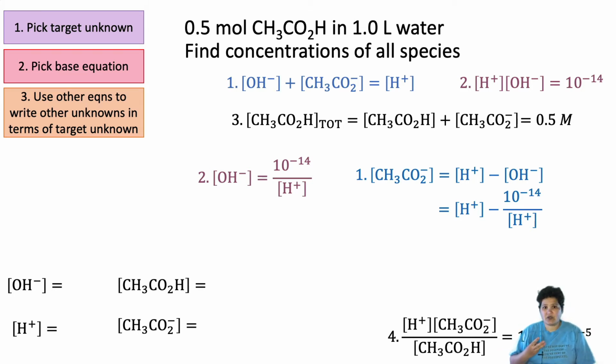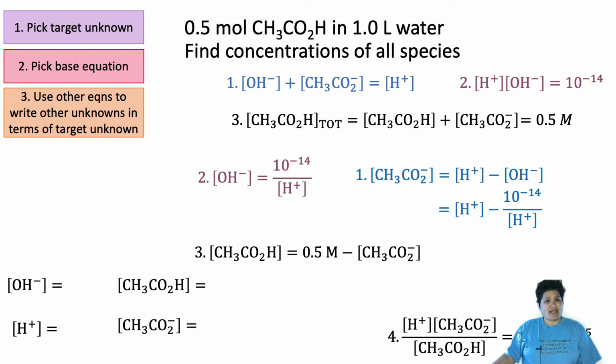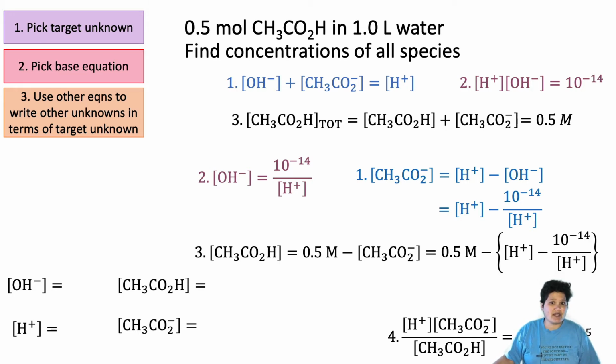The final equation, equation 3, was our mass balance equation, where we had the total amount of acetic acid species, in other words, protonated acetic acid plus the acetate, equals the total amount we put in originally, 0.5 molar. What we're going to do now is solve that for acetic acid, not for acetate, because we already know the concentration for acetate in terms of H plus. So we get this expression, and we take the expression we derived for acetate earlier and plug that in for the acetate concentration. And yeah, that looks a little messy.